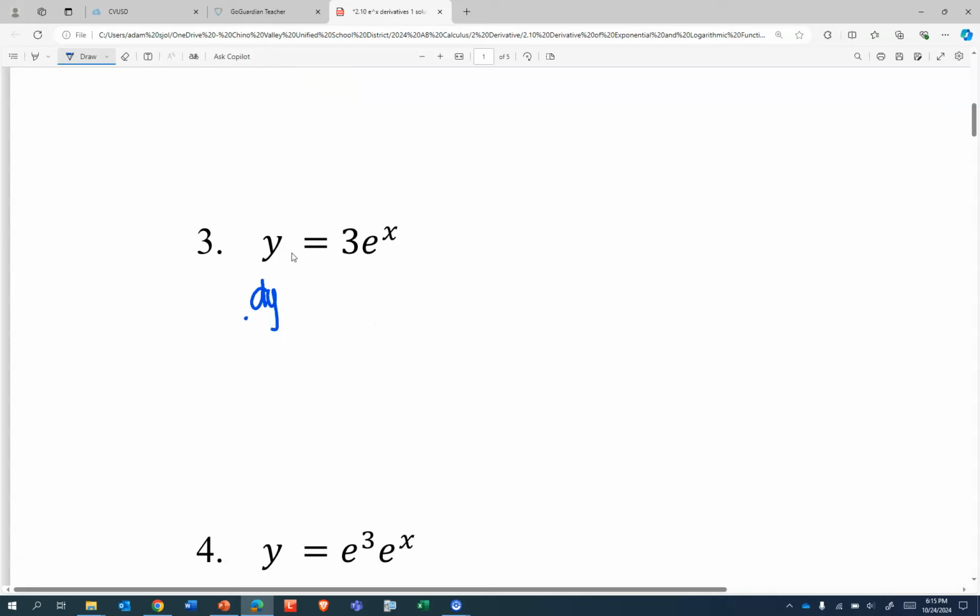3e to the x, that's a constant, times e to the x, which is going to be that constant times the derivative of e to the x, e to the x. This is going pretty quickly. So you don't need the product rule here. The derivative of a constant, e cubed, times a function is just that constant times the derivative of that function. So this one's pretty quick. Dy dx is e cubed times e to the x.